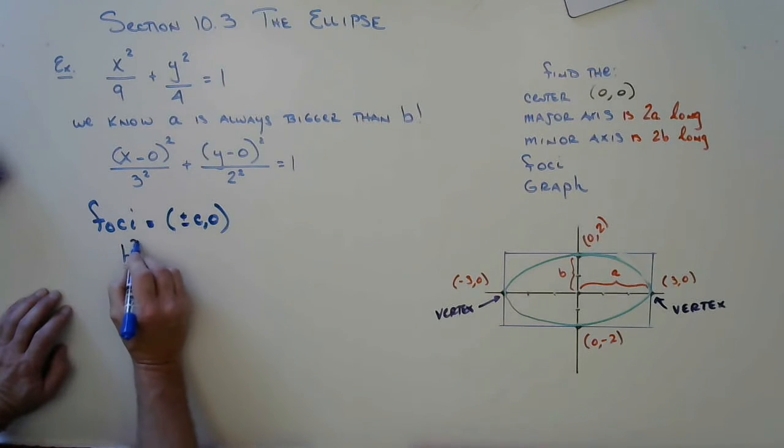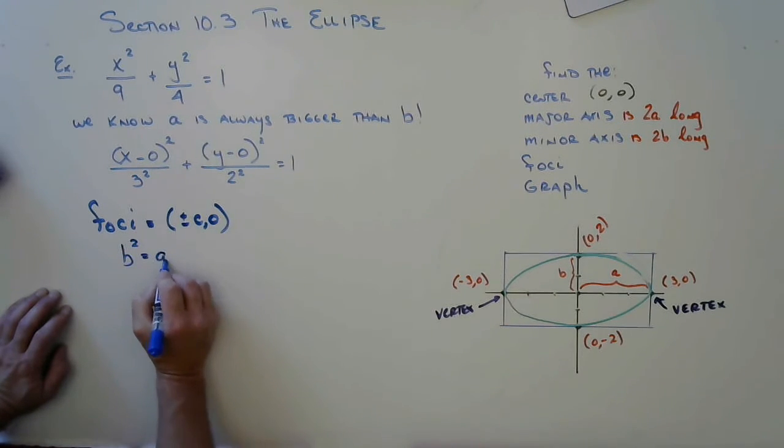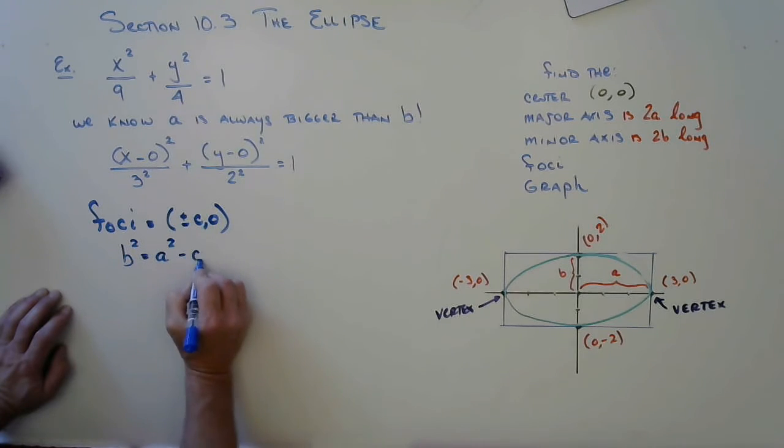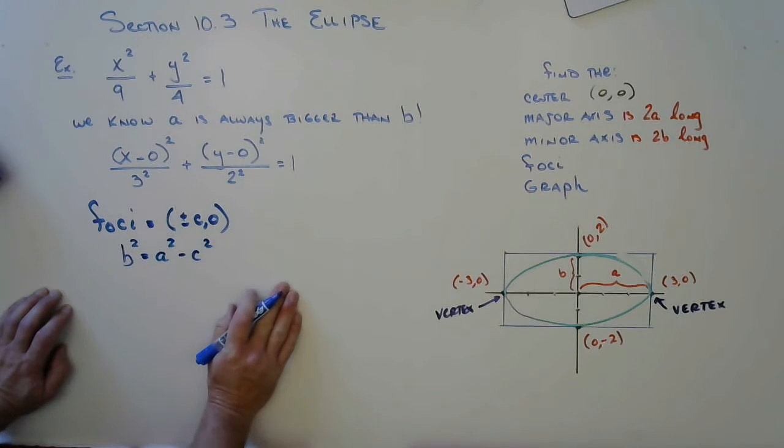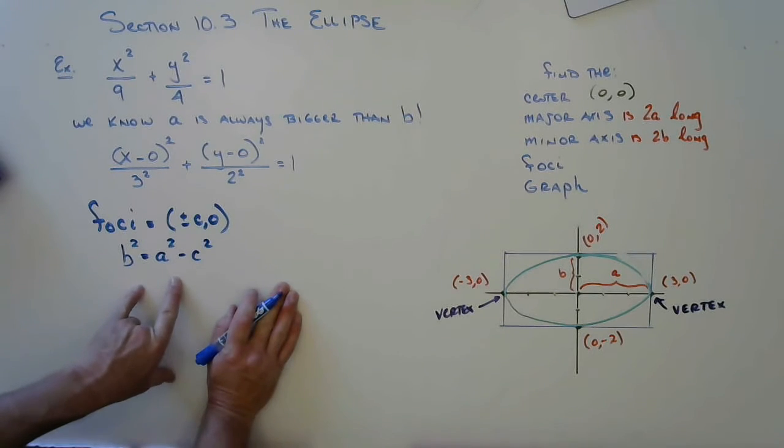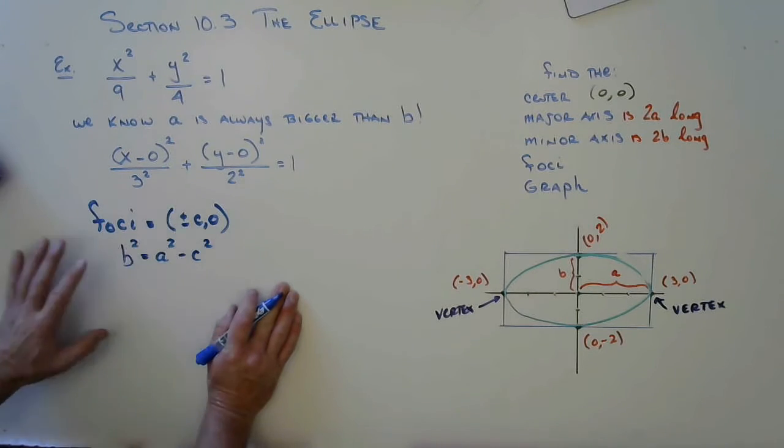Well, we have an equation. B squared equals A squared minus C squared. Now we have to remember that equation. You got to write that in your notes. You got to remember that because it's the only way we can find the foci. So how do we find our foci?